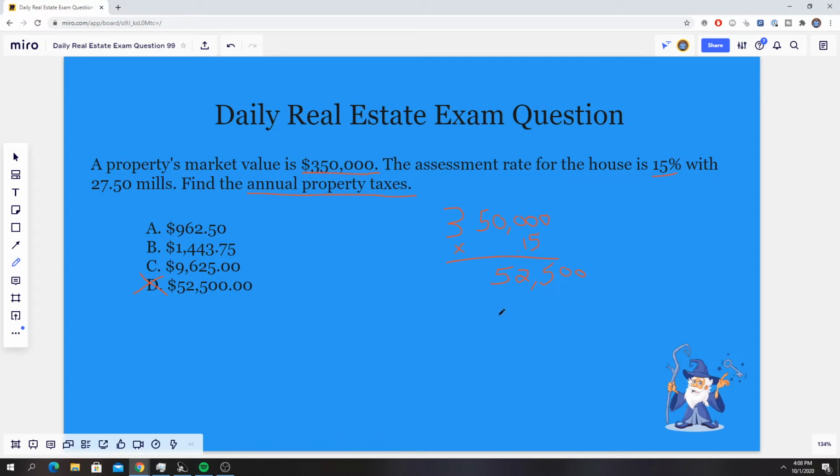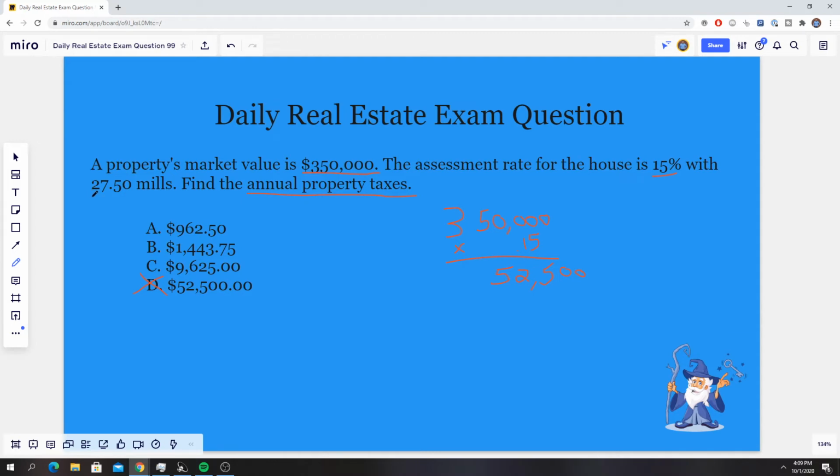So the next step is to utilize mils. So if you guys are not familiar with mils, mil just stands for mileage rate. The mill rate is just the amount of taxable payable dollar of the assessed value of the property. So we have to multiply the assessed value, which is this right here, the 52,500, and we have to multiply that by the mils or mill rate.